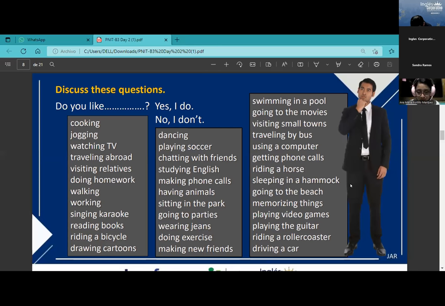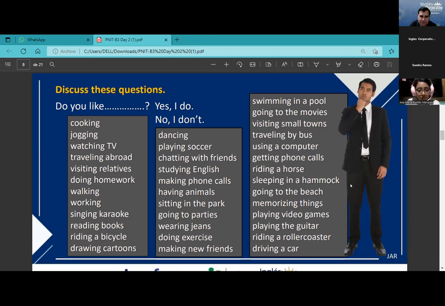Esmeralda, do you like playing the guitar? Excuse me? Do you like playing the guitar? No sé cómo se dice guitarra. Oh, no, I don't. Guitar. Kenya, do you like traveling by bus? No, I don't.